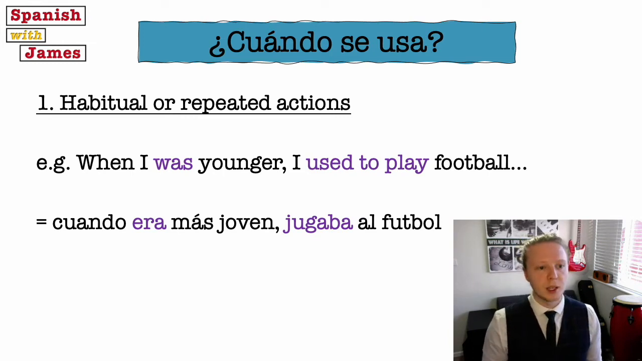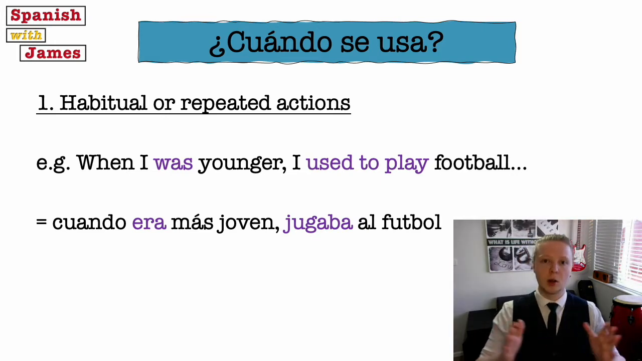So the first one is habitual or repeated actions. For example, when I was younger, I used to play football. Cuando era joven, o cuando era más joven, jugaba al fútbol. Now here we've got when I was younger. It's a prolonged period in the past.